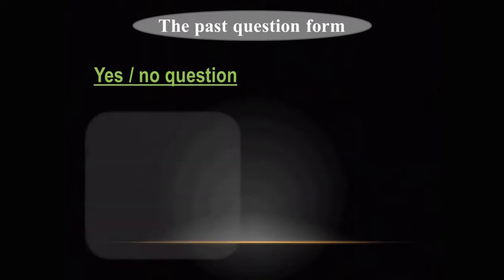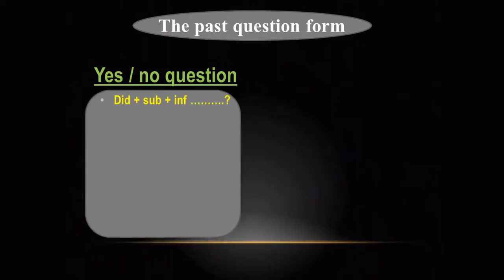Then the past question form. The question form in the past, we have two kinds of questions. The first kind, the first form, is the yes/no question. Here also we use did. We begin the question with did, then we put the subject plus the infinitive form of the verb and the complement of the sentence until the question mark.